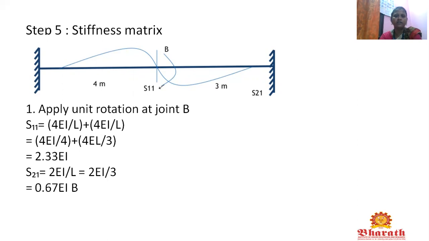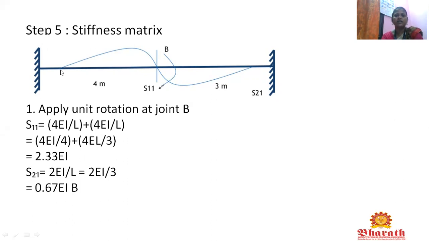So at joint B, the stiffness matrix is S11. In S11, what is the formula? In the case of a fixed end, the formula is 4EI by L. At joint B, we have to consider that two members are connected, that is member BA and member BC. For member BA, the stiffness formula is 4EI by L. For member BC, the same formula.